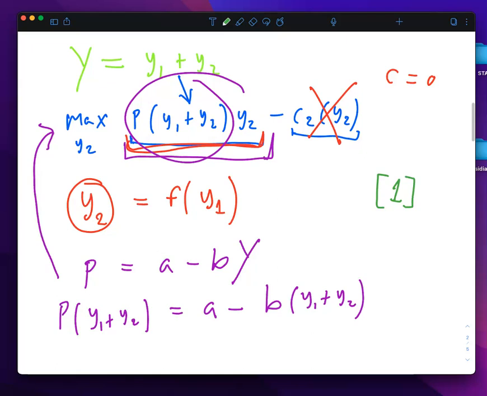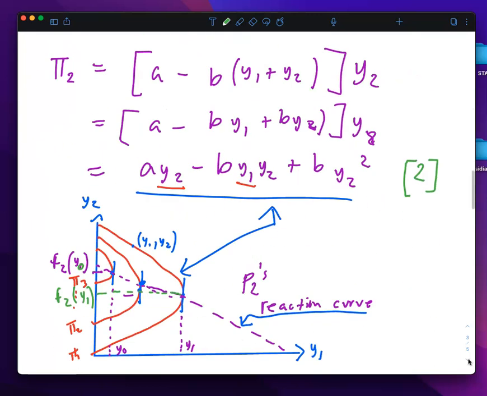Hi again. Recall in the previous video that player two's reaction function is a function of what player one is going to do, and I'm calling this equation one. And we were able to derive the isoprofit lines for player two, so the isoprofit curves, which are these red level curves that you see here on the graph.